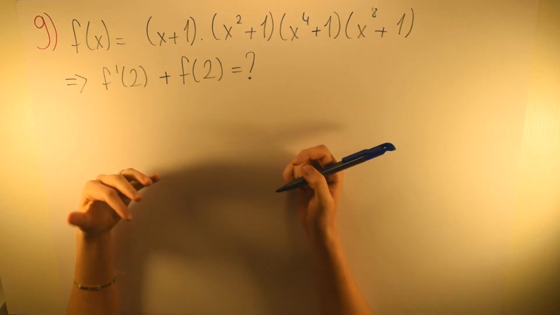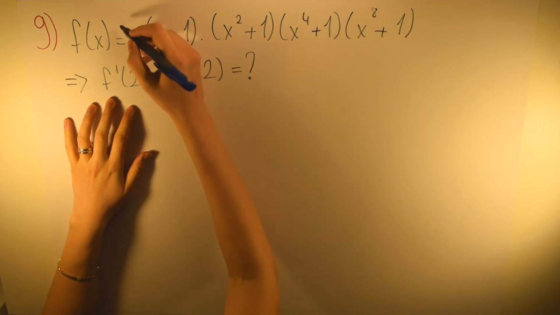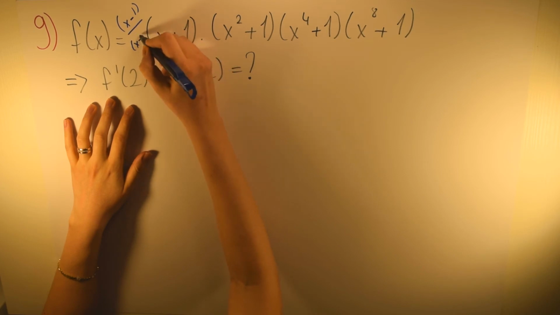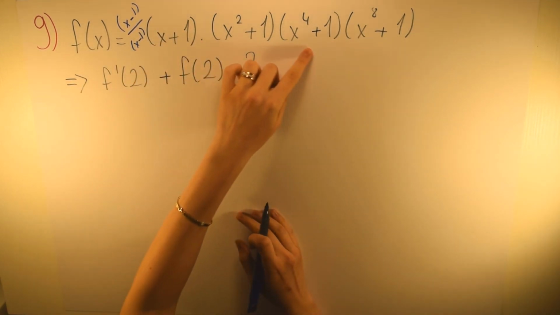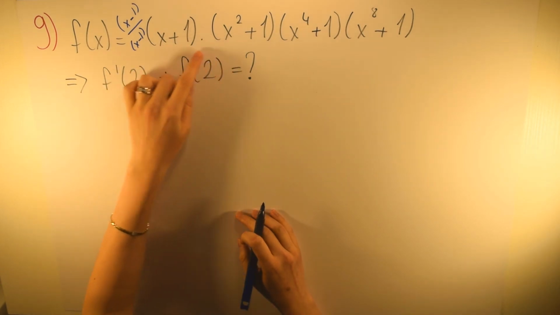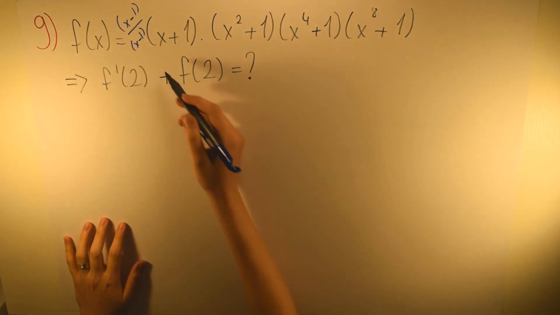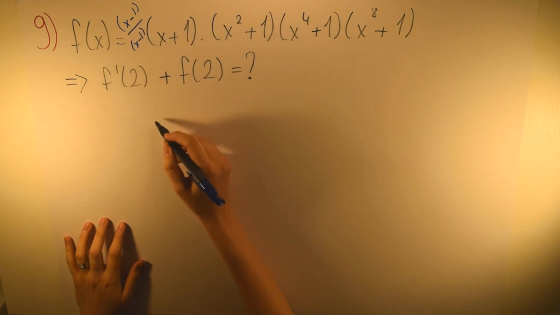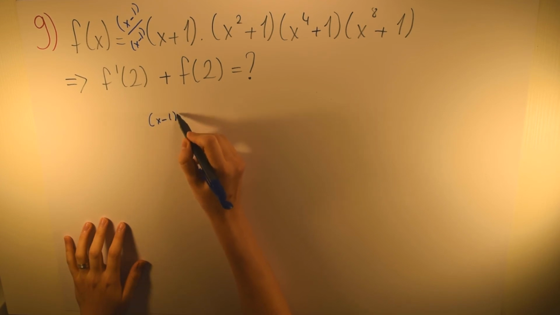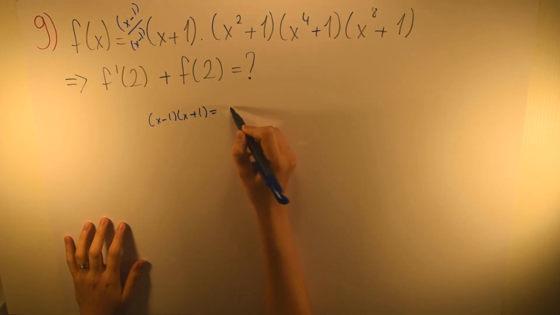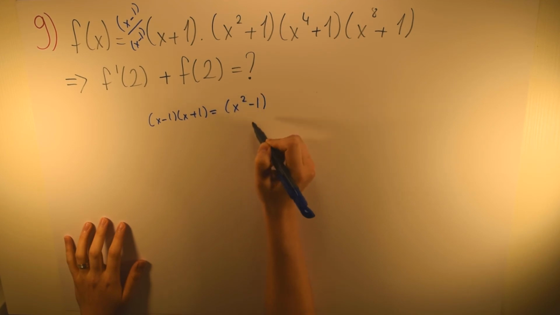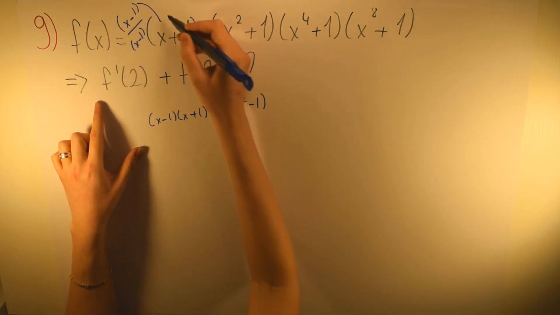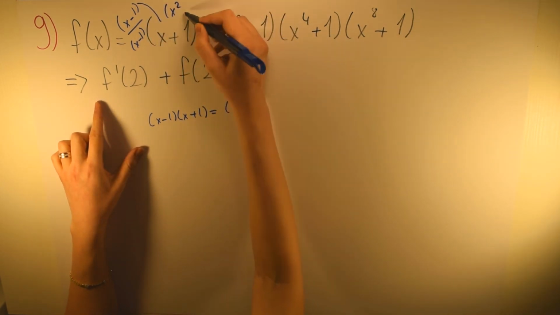So let's multiply and divide this expression by x minus 1, and then let's see what happens. When you multiply and divide by x minus 1, here we will get x minus 1 times x plus 1. This is equal to x squared minus 1, right? The difference of two squares. So when I multiply these two, I will get x squared minus 1.